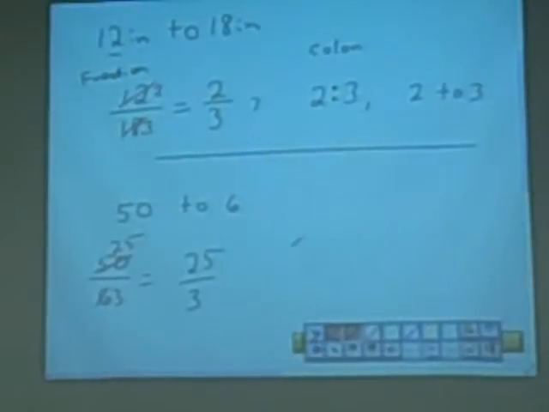And so in colon form, what would go first this time? 25. Right. And then 25 to 3. Okay, normally with ratios, you see it in the second form.